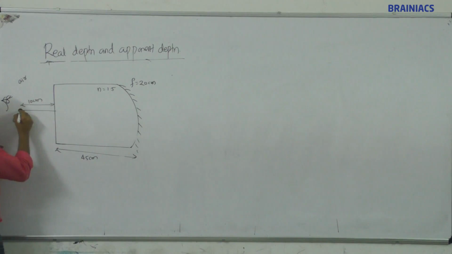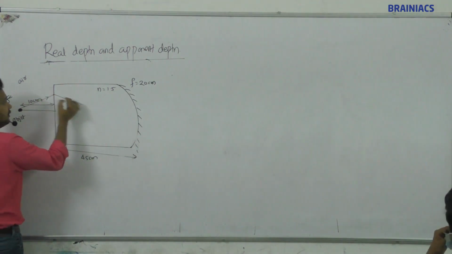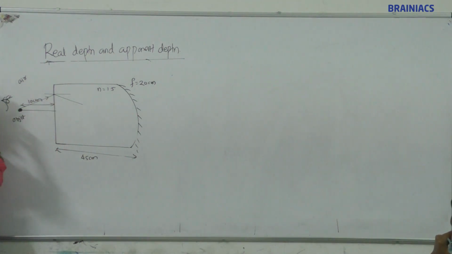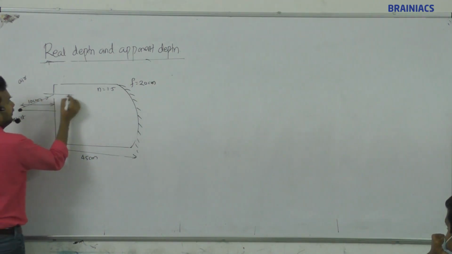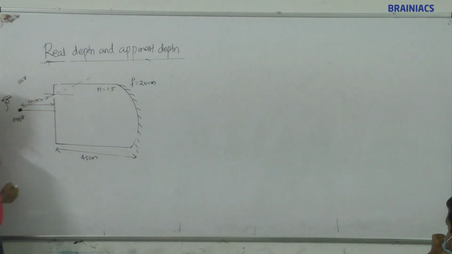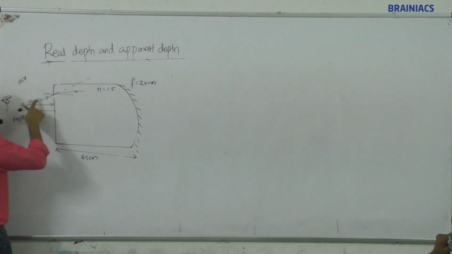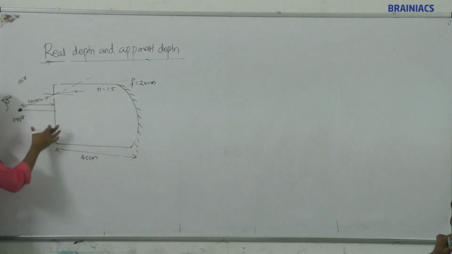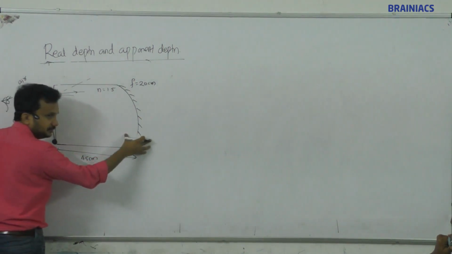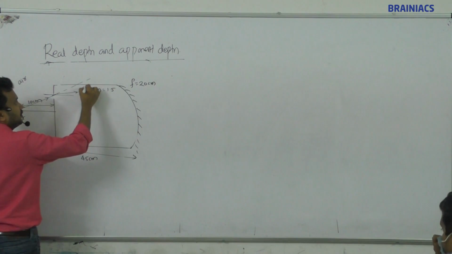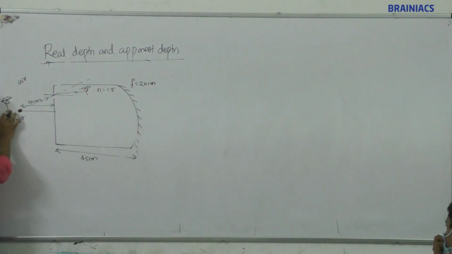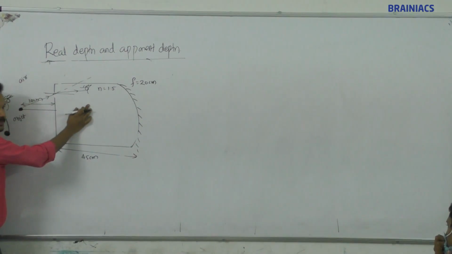For example, this is an object. This object will create an incident ray, and after refraction it is bending towards the normal, not away from the normal. If this is the normal, then this ray is supposed to go like this, but it is bending towards the normal. So you can assume in this case the eye has to catch the refracted ray. Here there are two steps: one is a concave mirror and one is a plain glass. You can consider the first eye position will come like this. This is just an assumption.